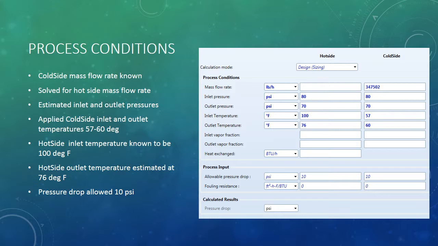We applied the cold side inlet and outlet temperatures to be 57 to 60 degrees. Our hot side inlet temperature was known to be 100 degrees Fahrenheit, and then we estimated our hot side outlet temperature would be about 76 degrees, and we also found this through iteration of the design. And we thought that a pressure drop of about 10 psi was pretty reasonable.